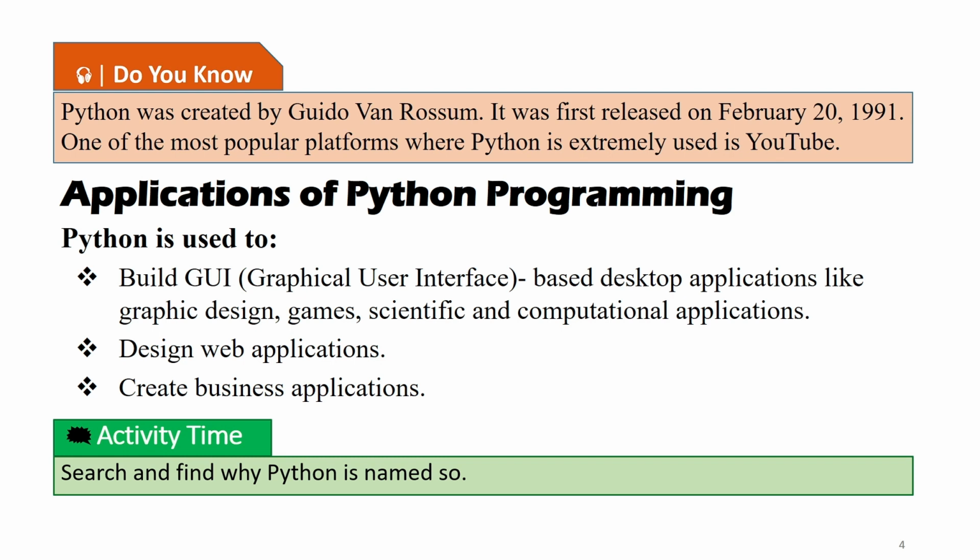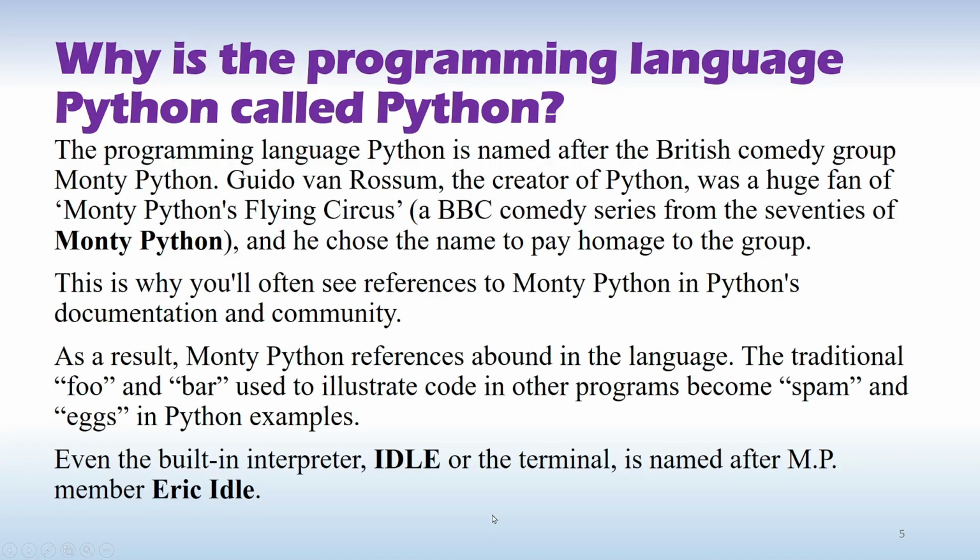It says search and find why Python was named so. There is nothing like Python or snakes in this language. So why was it named Python, even though it was named Python by its developer Guido van Rossum? So what was the reason behind it? Let's see. We have analyzed why the programming language Python is called Python.